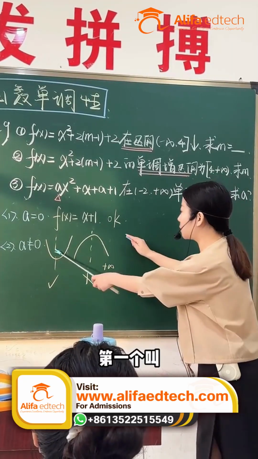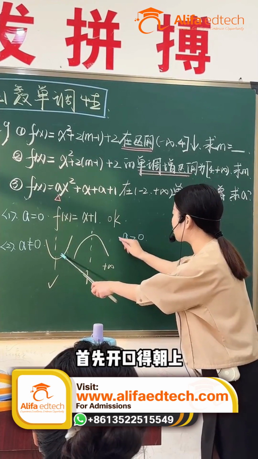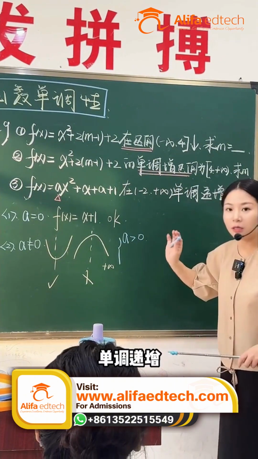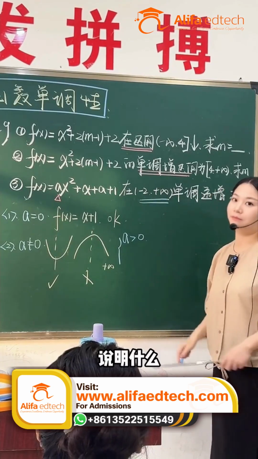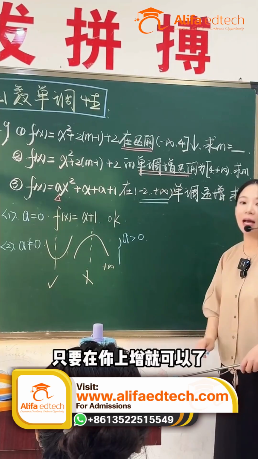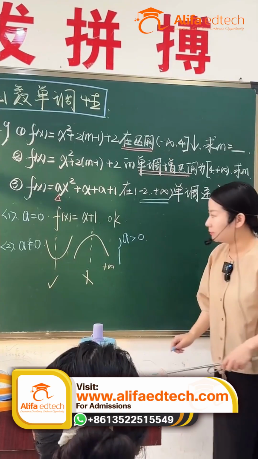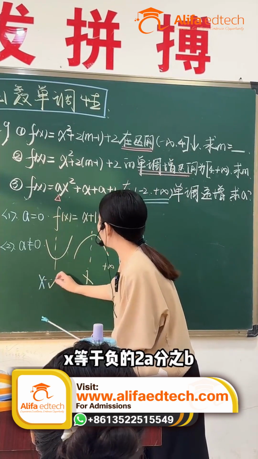Okay, to ensure it, first, how do we ensure it? First, the opening must be upwards. Then we must ensure it's monotonically increasing from -2 onwards. It has to be increasing in this interval. What does that imply? As long as it's increasing on your interval, it's fine, just like it's fine if it's decreasing on your interval. It's the same idea. Originally, I said we need to find the axis of symmetry, x equals -b over 2a.